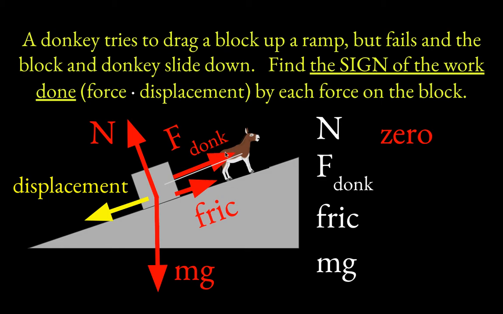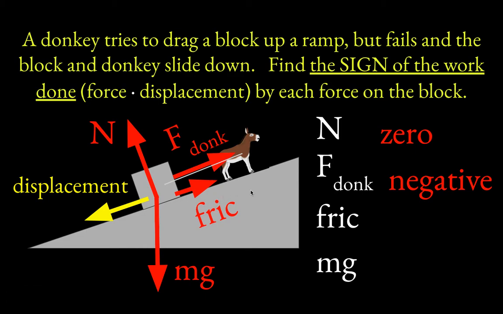Now let's look at the force that the donkey applies. Well, the donkey is trying to pull the block up the ramp, but the block actually goes down the ramp. So the donkey's force is against the direction of motion. That is a negative dot product, right? So the donkey is not contributing to joules of kinetic energy that the block would get as it slides down the ramp. So the donkey does negative work.